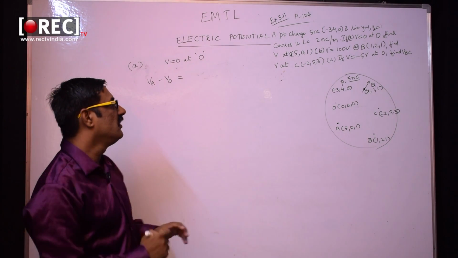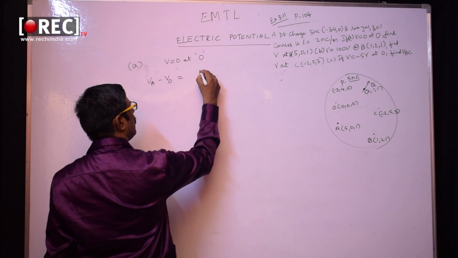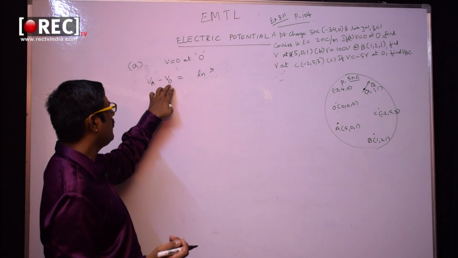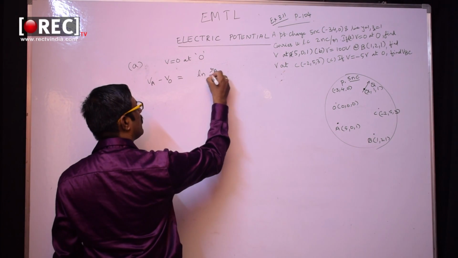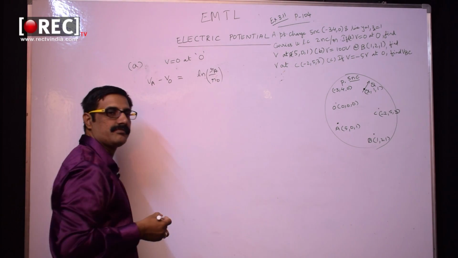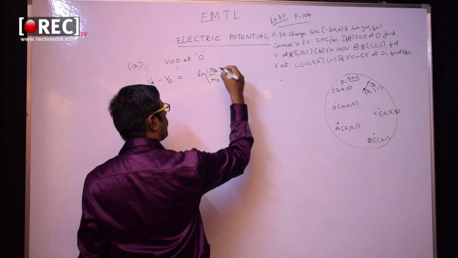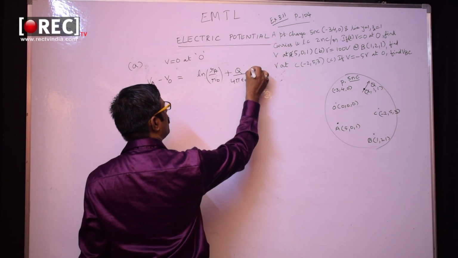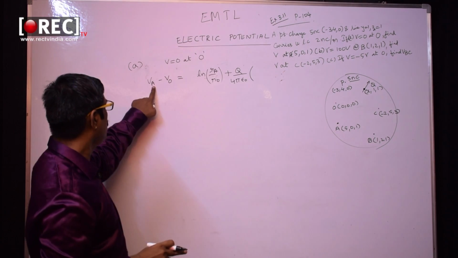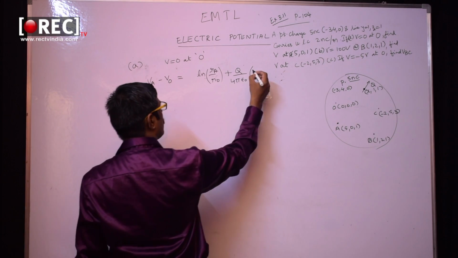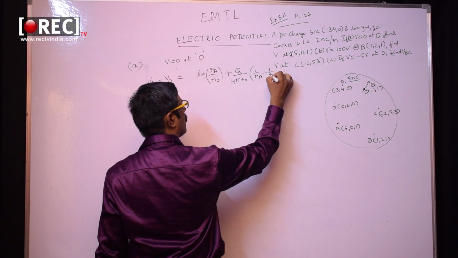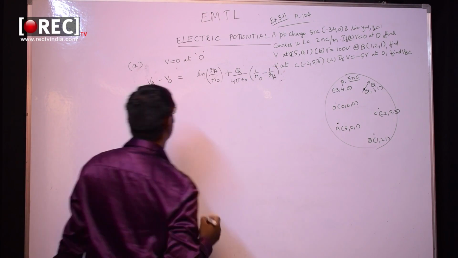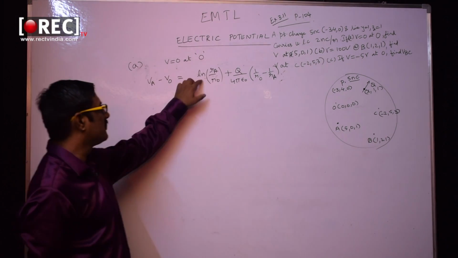Now what is the potential difference due to the line charge? Basically it is ln of rho A by rho naught, if you remember, that is the first point distance by the second point distance, plus the potential difference due to the point charge, which is Q by 4 pi epsilon naught into 1 by the first distance minus 1 by the second distance. So it is simply 1 by Ra minus 1 by R naught. Now let us find out each and every value in this.